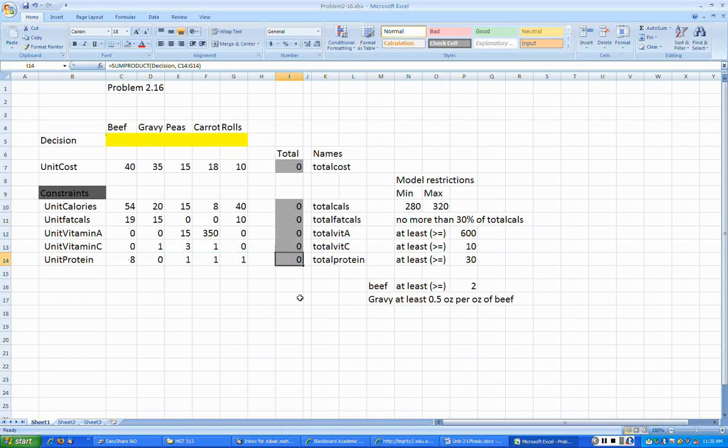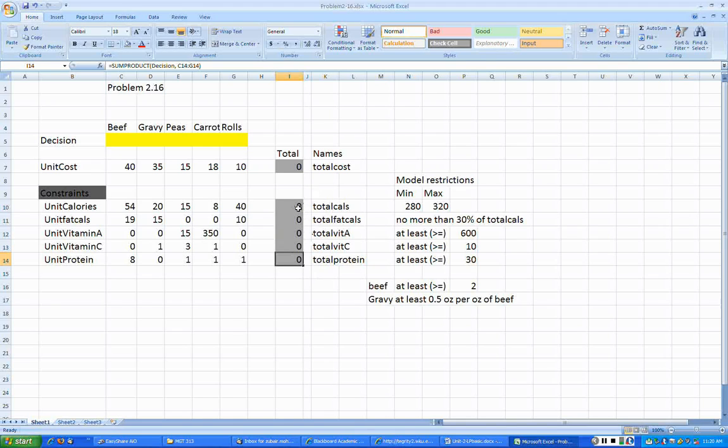Okay, now we have a spreadsheet model in which we have the total cost as the amount that we use times their individual pricing, and the total calories that we would get from using this combination is given here, and the fat calories here, total vitamin A, total vitamin C, total protein. Okay, now we have certain restrictions.